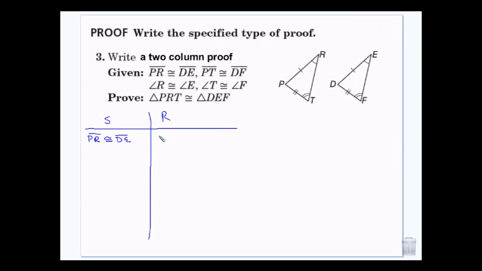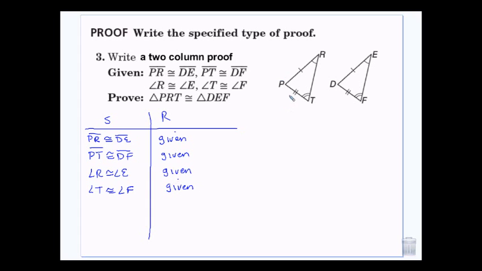Ready? Given. Thank you. PT is congruent to DF. Good. Go ahead, tell me. Awesome. Okay, angle R is congruent to angle E. And angle T is congruent to angle F.